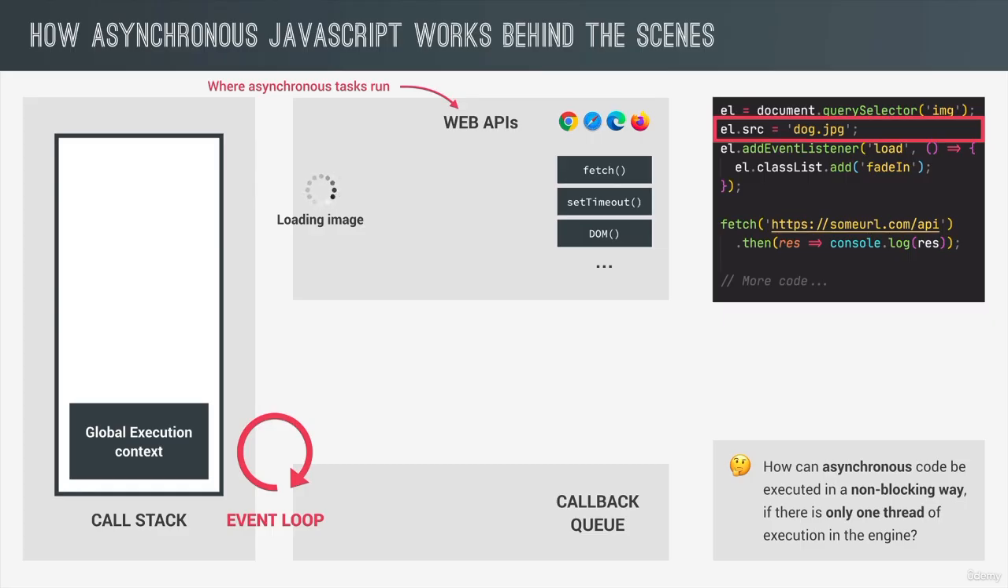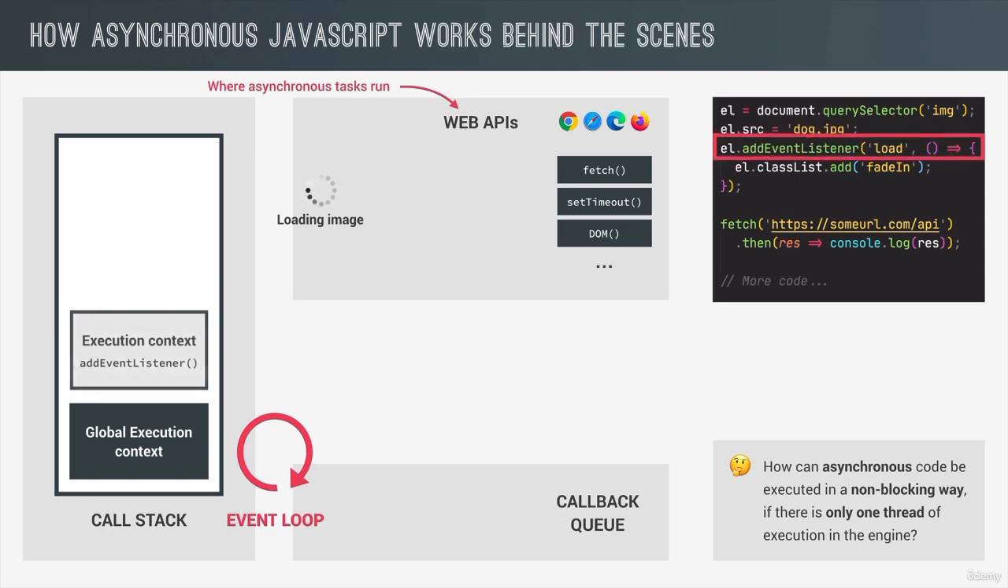Now, if we want to do something after the image has finished loading, then we need to listen to the load event. And so that's exactly what we do in the next line of code. So here we attach an event listener to the load event of that image and pass in a callback function as always. In practice, this means to register this callback in the web APIs environment exactly where the image is loading. And the callback will stay there until the load event is emitted. So we're handling asynchronous behavior here with a callback, just as we learned before. But anyway, let's go back to the code.